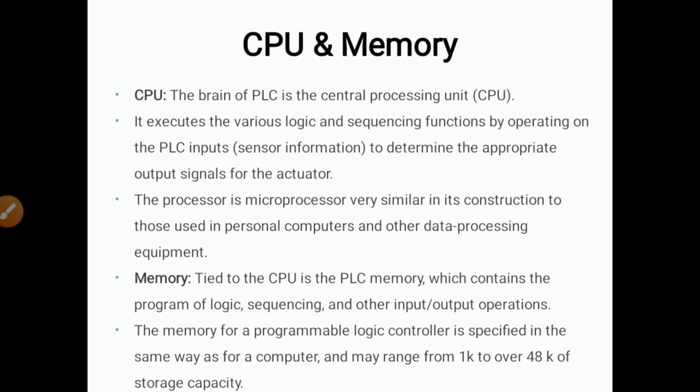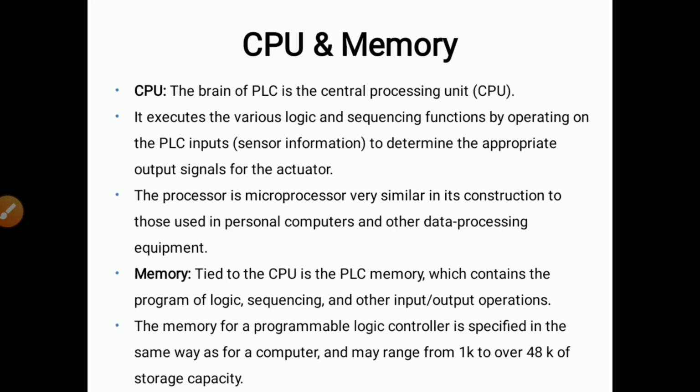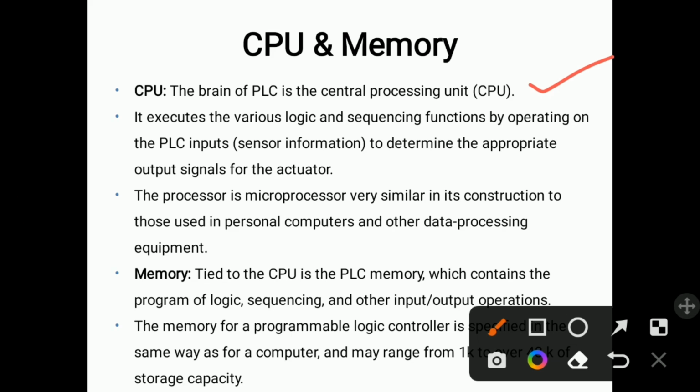Now, CPU and memory. What is the CPU? The CPU is the brain of the PLC, that is, the central processing unit. It executes various logic and sequencing functions by operating on the PLC inputs to determine the appropriate output signal for the actuator. The processor is a microprocessor, very similar in its construction to those used in personal computers and other data processing equipment. So the CPU is like a microprocessor which performs all types of data processing activities.